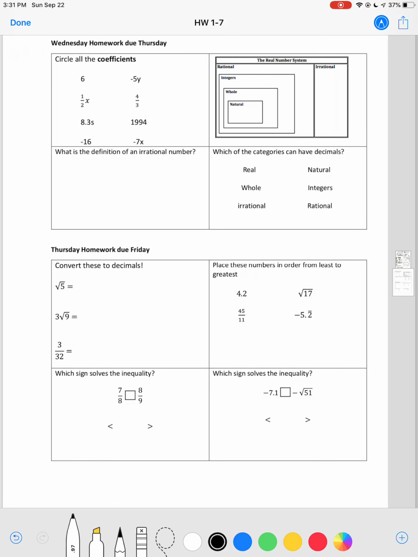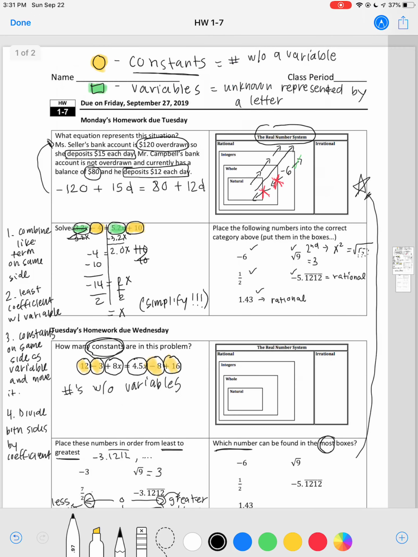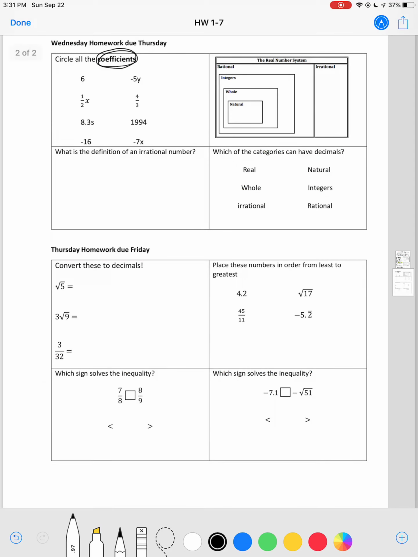Alright, so now we're going to look at our coefficients. As we look here, constants are numbers without a variable. Coefficients are our numbers with the variable, or attached to the variable.